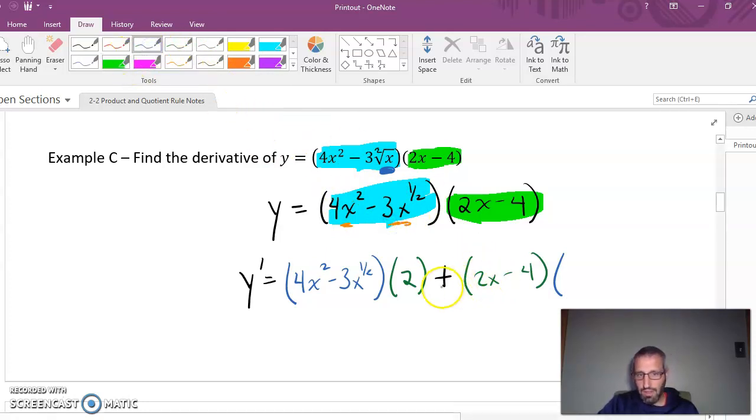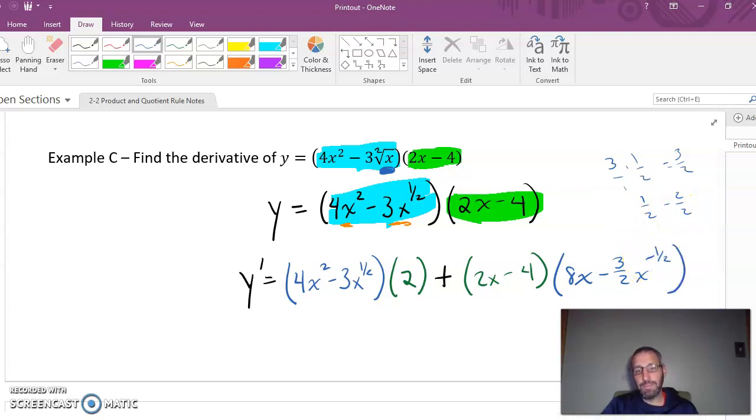All right, so let's go ahead and do it. 2 times 4 is 8, x to the first power. Minus 3 times 1/2, 3/2. So what do we get? Minus 3/2 x to the 1/2 minus 1, or 1/2 minus 2/2, so negative 1/2. Okay? 1 d2 plus 2 d1.